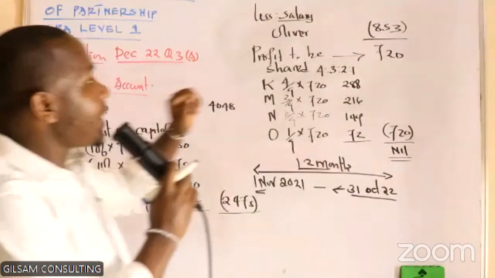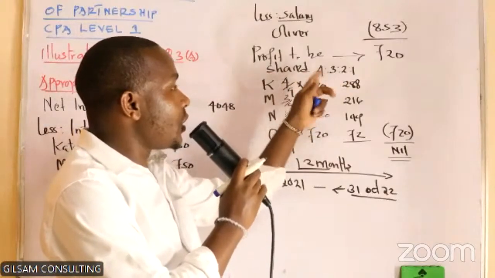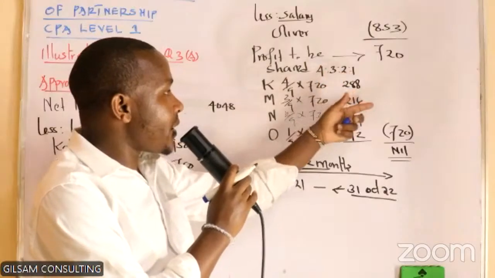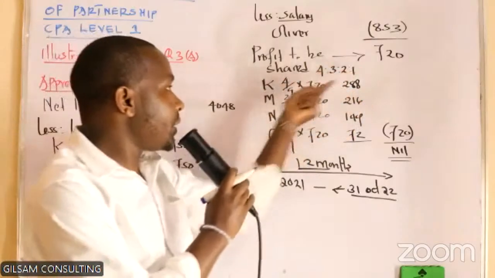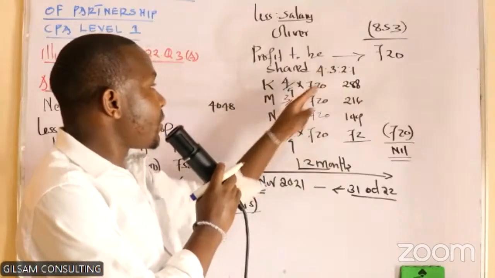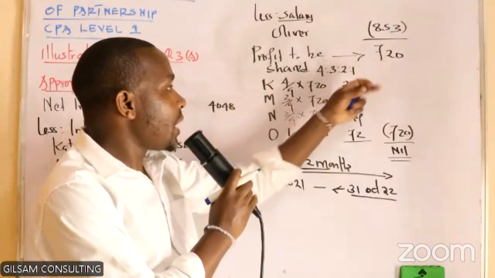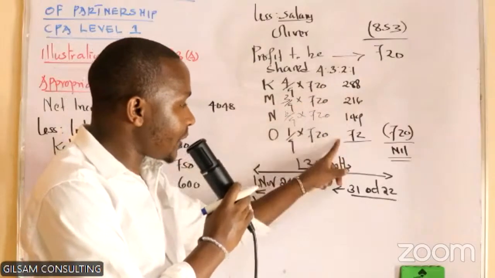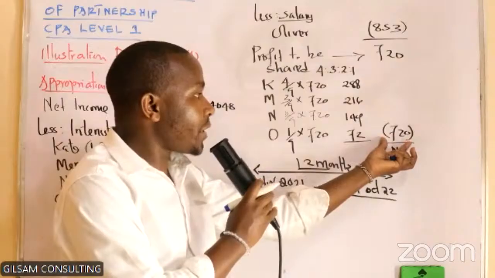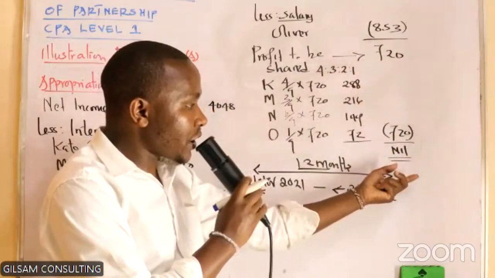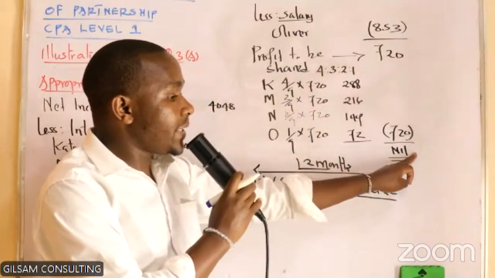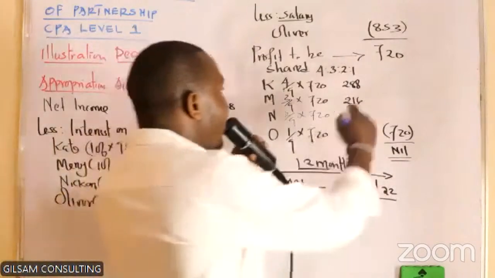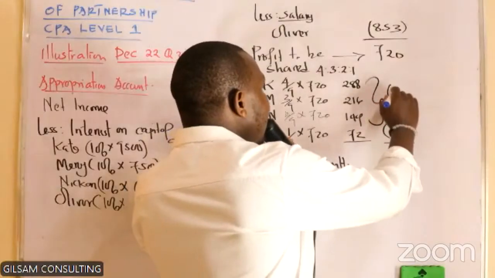And then we share this according to the new ratio, which is 4 to 3 to 2 to 1, which if you total all of them, will add up to 9. Then we multiply by this profit, so each and every partner takes his share, which will total to the total amount. If you subtract, you will realize you remain with nil.